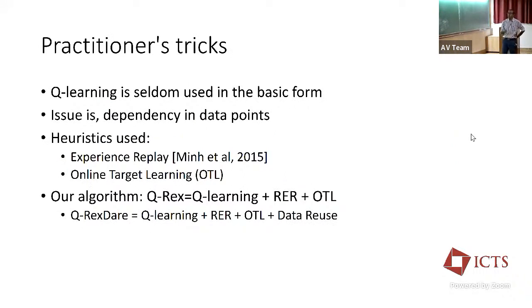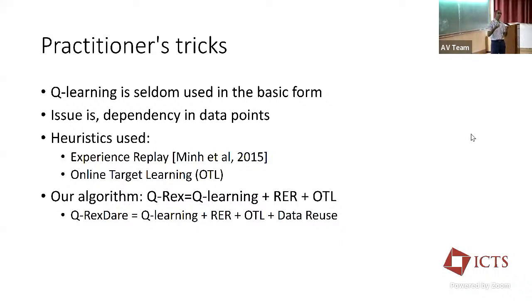But in practice, people are not using Q learning in this original form, primarily because Q learning is like a stochastic gradient descent kind of thing. There are a lot of dependencies between the data points. So you want to break those dependencies in some manner. And for that, there are two heuristics being used. One is experience replay, as we discussed. Another is online target learning.